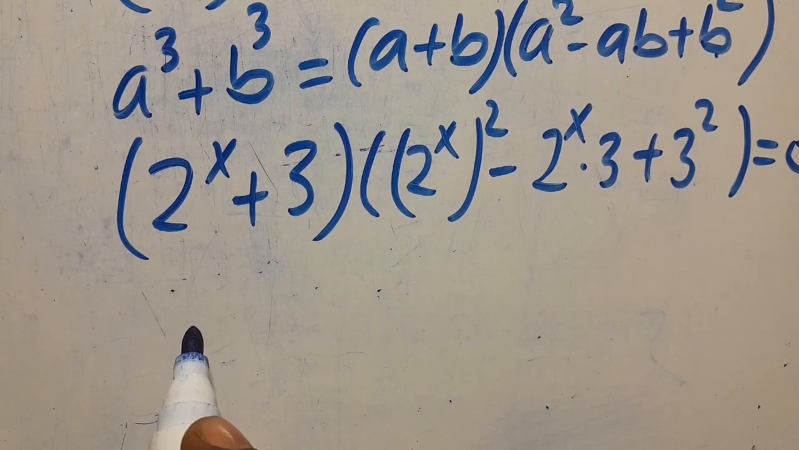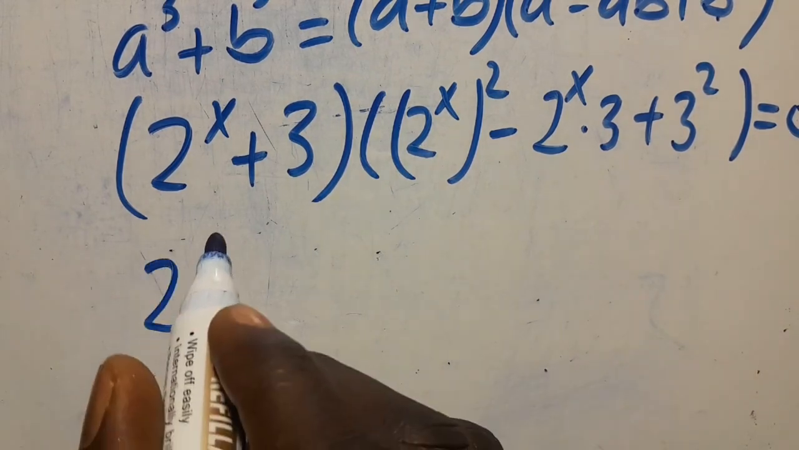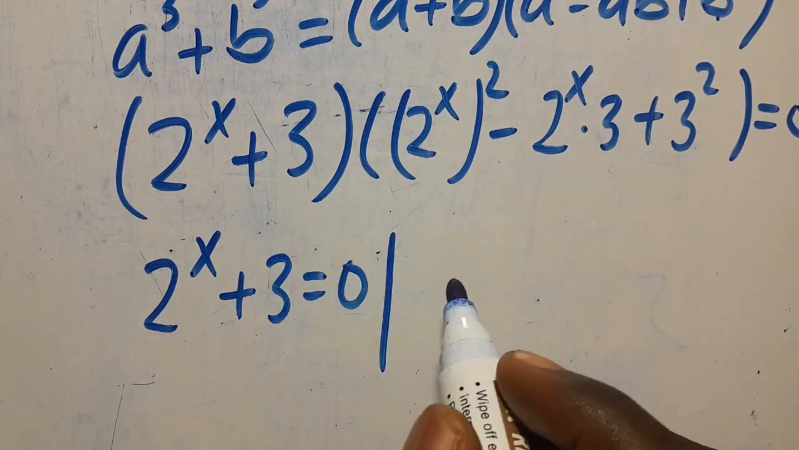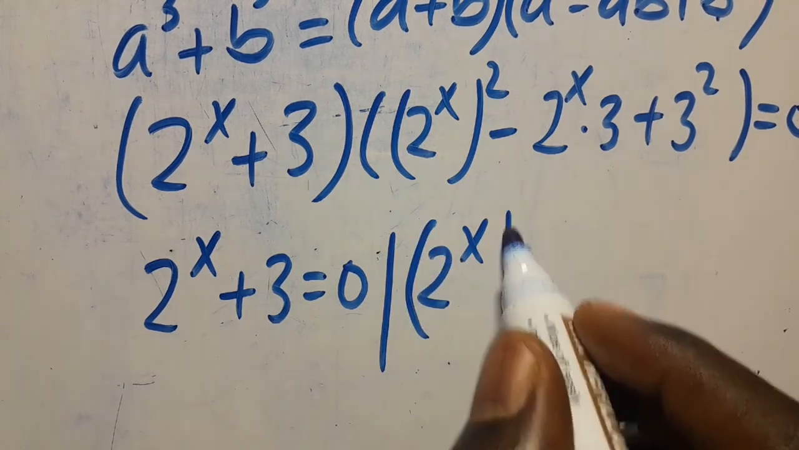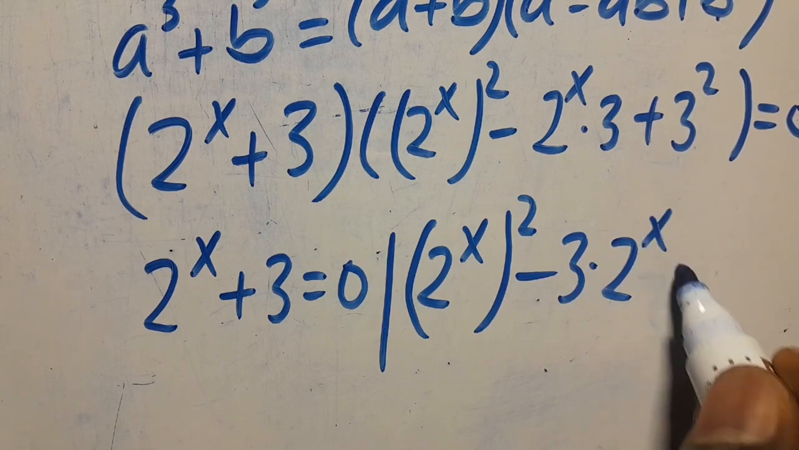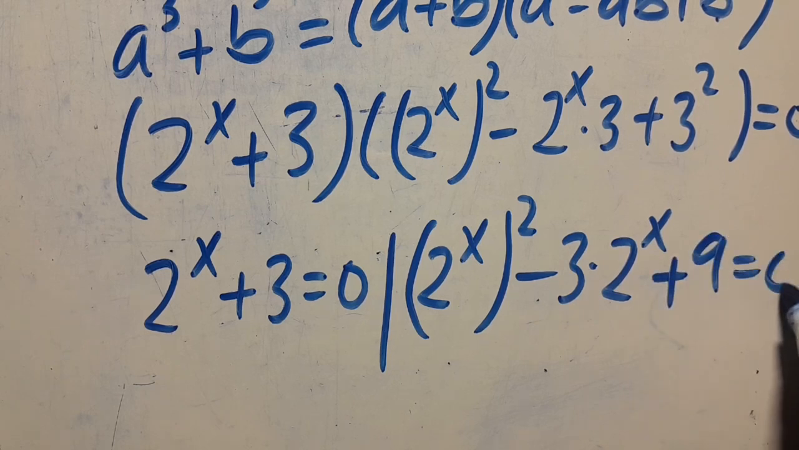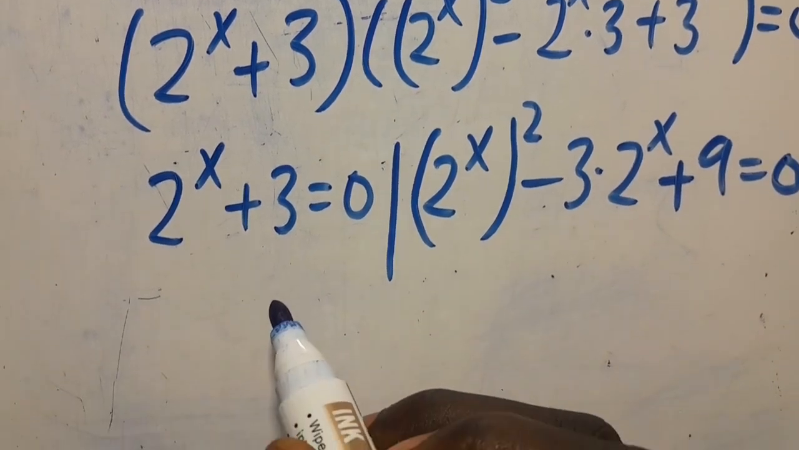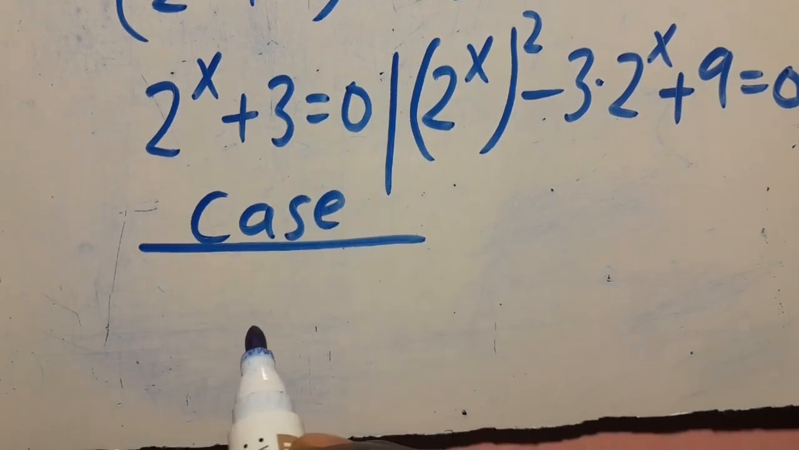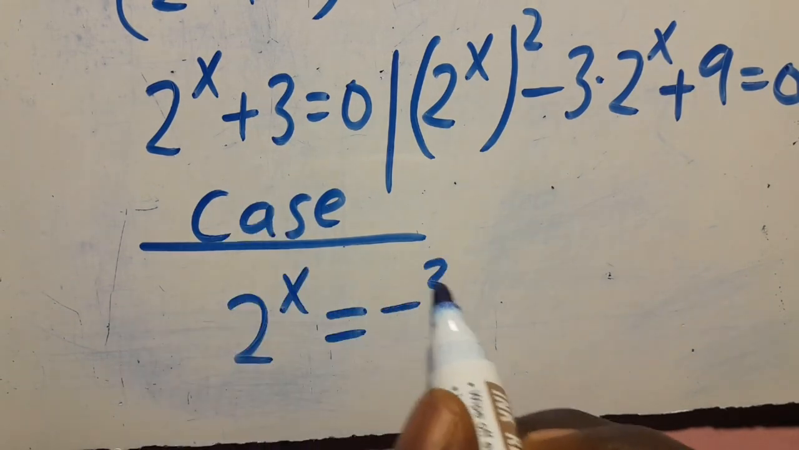So from here, for this expression to be equal to 0, either we have 2 to the power of x plus 3 equals 0, or we have 2 to the power of x in parentheses to the power of 2 minus 3 multiplied by 2 to the power of x plus 9 equal to 0. Then let's say case 1. We have 2 to the power of x equals minus 3.